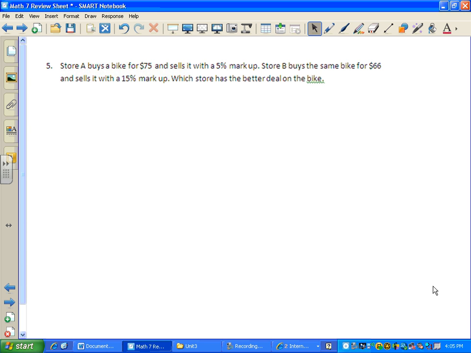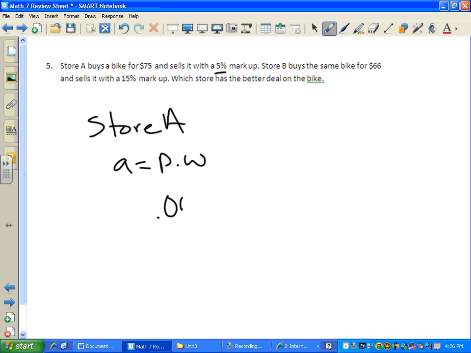All right. So we learned earlier in class that a store is always going to pay less for what they sell than what they sell it for. For this, store A buys the bike for $75 and sells it with a 5% markup. So we're going to go back to our equation and find out what the price is going to be. If they sell it with a 5% markup, we're going to use our percent as the decimal 0.05, and then multiply that times these $75, and that's going to give us our A.